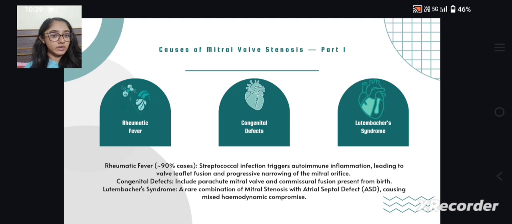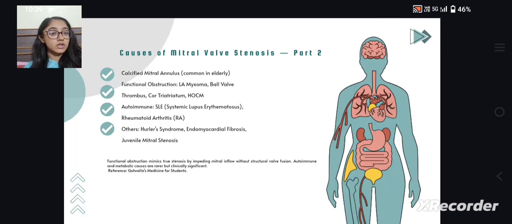Congenital defects include parachute mitral valve and commissural fusion present from birth, whereas Lutembacher syndrome is a rare combination of mitral stenosis with atrial septal defect causing mixed hemodynamic compromise. So what are the other causes of it?